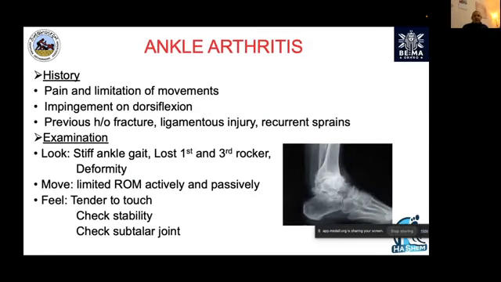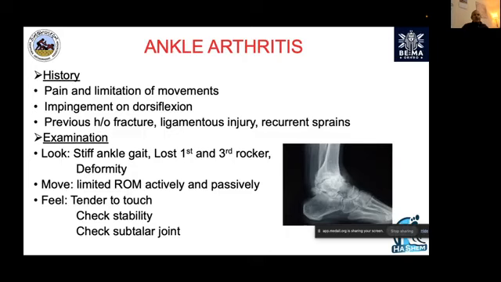Perfect. So starting with the first one today is ankle arthritis. And ankle arthritis has really small, tricky biomechanical points which I need you to understand. As with any form of arthritis, the patient will be coming to you complaining of pain, limited range of motion, some impingement, especially on dorsiflexion. Very common complaint.